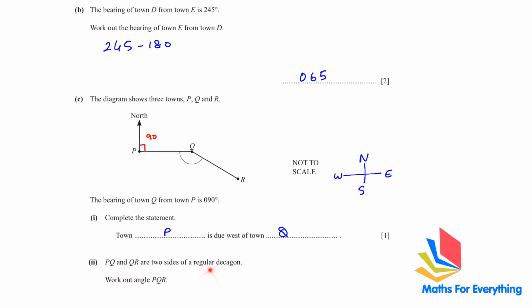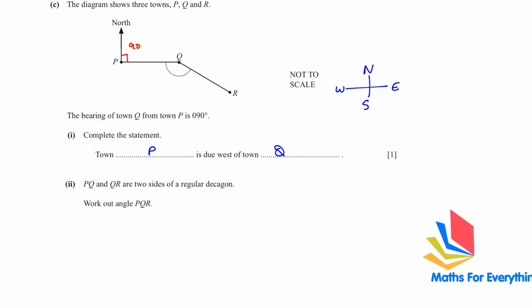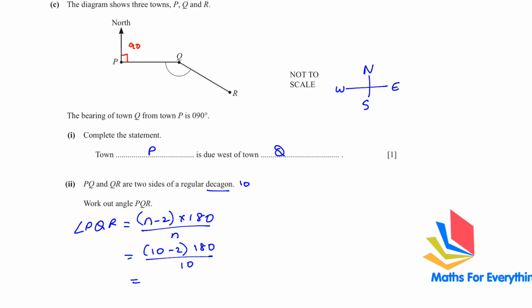PQ and QR are two sides of a regular decagon. Work out angle PQR. To find one interior angle of a regular polygon, we use the formula (n minus 2) multiplied by 180 divided by n. N is the number of sides. So we want to find angle PQR. What is our number of sides? Decagon. Decagon means 10 sides. (10 minus 2) multiplied by 180 divided by 10 will give us 144.